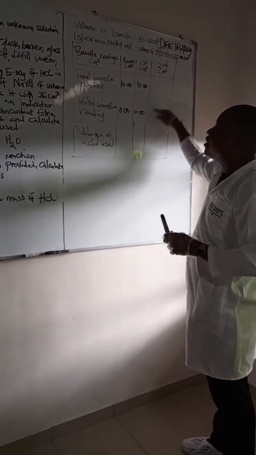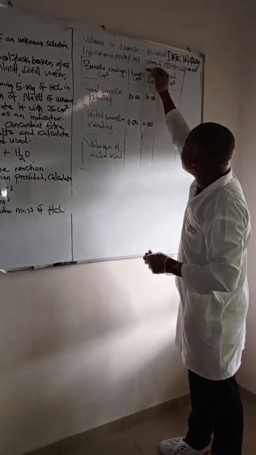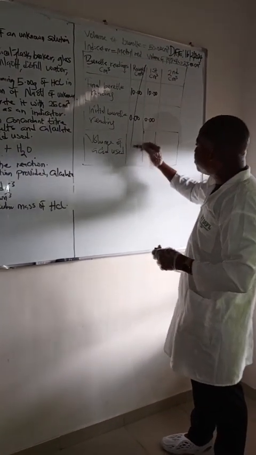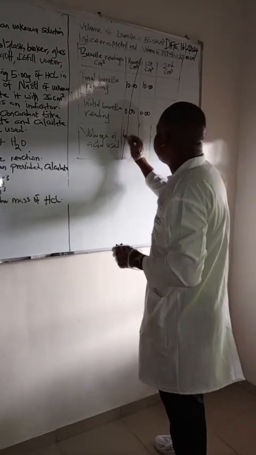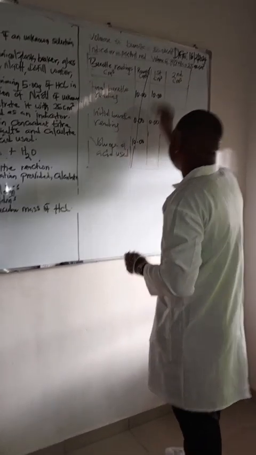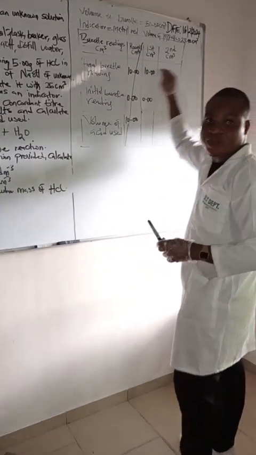Now we are going to take the second reading. But before we do that, since we are not making use of the rough, we are going to cross the rough. The difference between this and this is still 10.00. We are going to cross it because we are not making use of the rough. Then we are going to do our final titration.